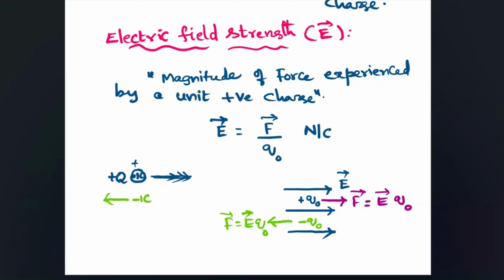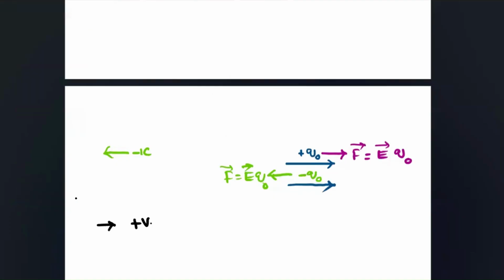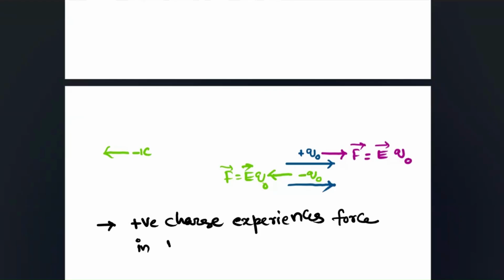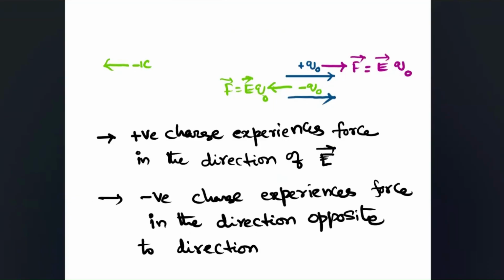When you place a positive charge in an electric field, I will make a point here, I will write it. Positive charge experiences force in the direction of electric field E bar. Negative charge, vice versa, experiences force opposite to the direction of electric field.